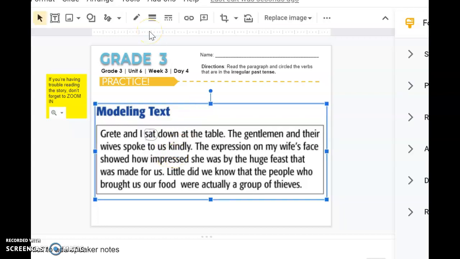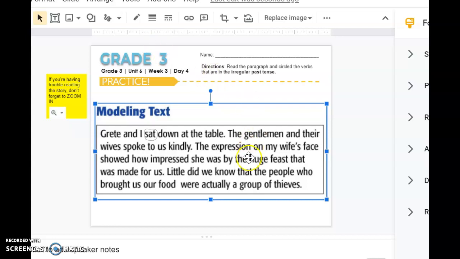Just because it's irregular doesn't mean it's incorrect. Remember from the video that irregular verbs are just verbs that don't follow the normal rules for past tense. So we have to memorize what they sound like and how to write them.